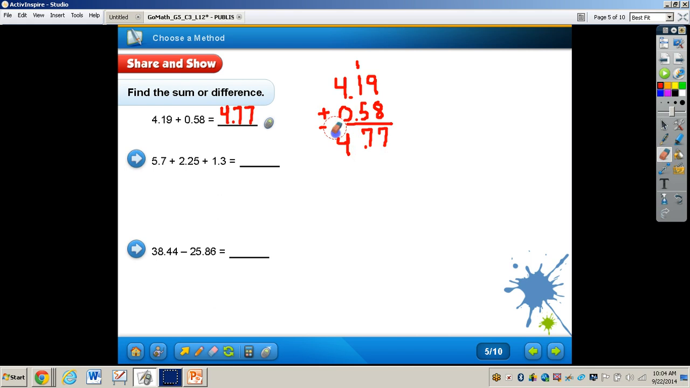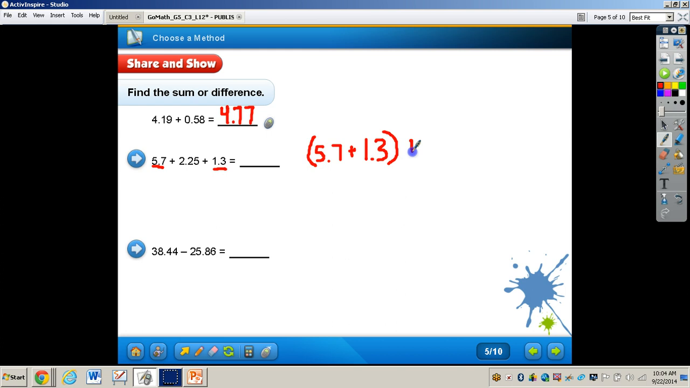Okay, now let's take a look at the next one. We can actually use the associative property for this. And what we can do, using mental math, I can see that 5 and 7/10 and 1 and 3/10 can be added together a little bit easier than throwing in that 2 and 2500ths. So 5 and 7/10 plus 1 and 3/10, and I want you to write it out in your math journal just like I have right here. Okay, and then plus 2 and 2500ths.